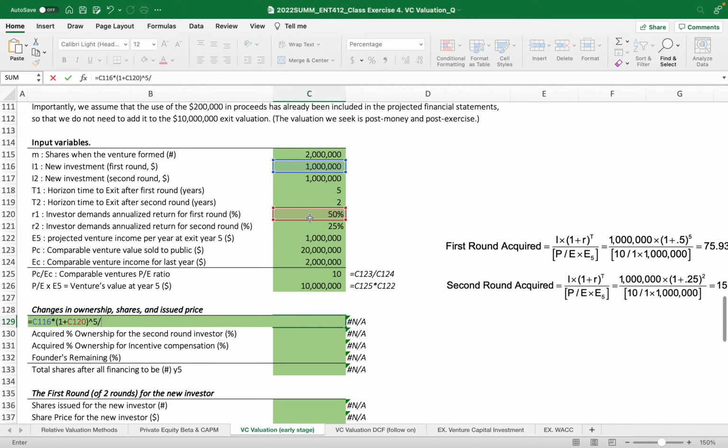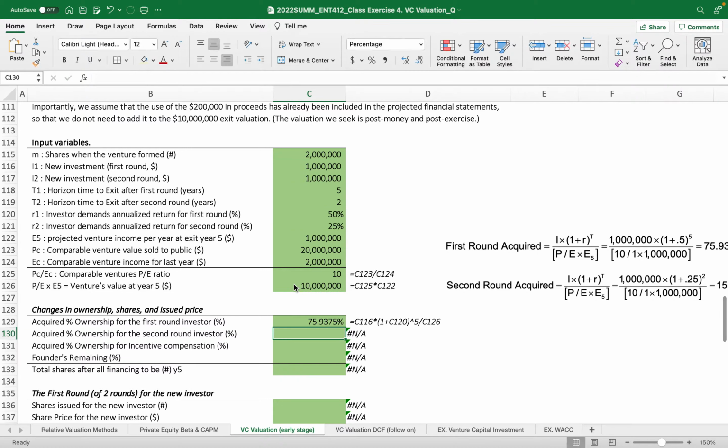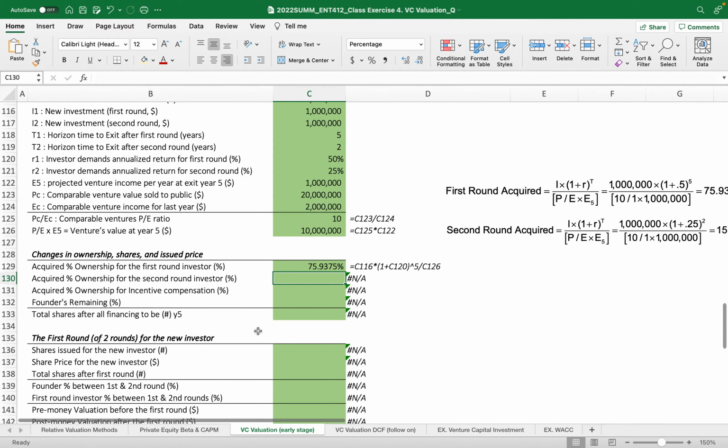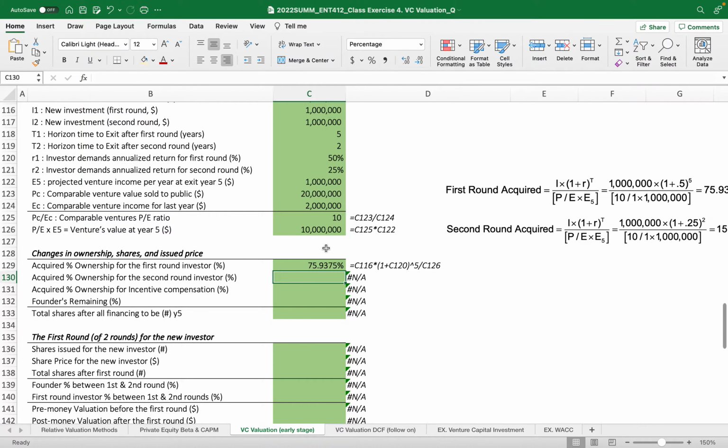But we need to get the percentage of ownership by dividing by the venture's value using this PE ratio multiple. So we got 75% as the percentage of ownership acquired by the first round venture investors. Again, as explained during the class, we first measure the value of the firm, and then we find the percentage of ownership of each investor. And then we will get the founders' remaining value.